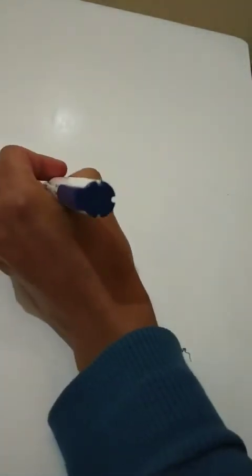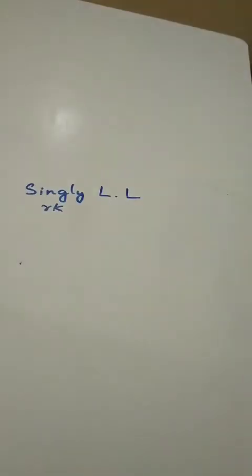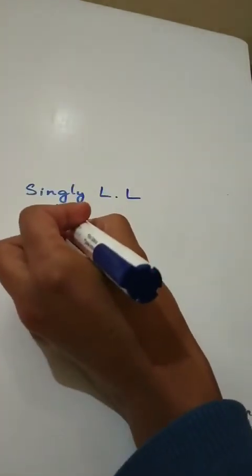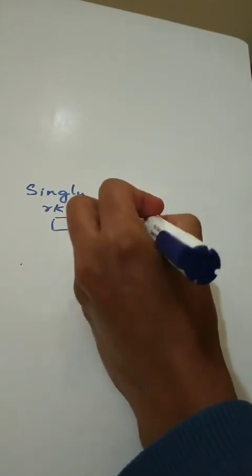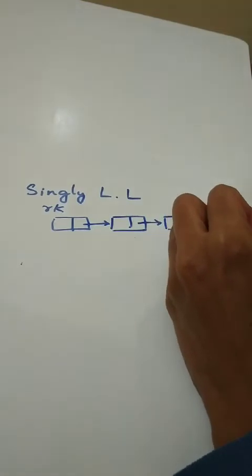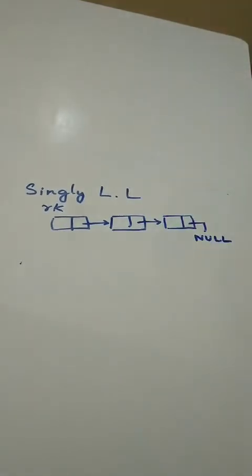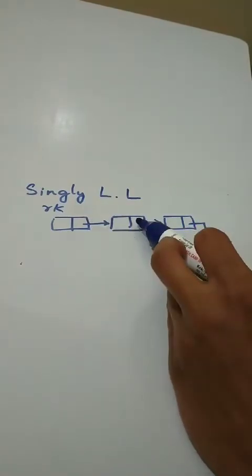Then we have another type of list which is called a singly linked list. Singly linked list is what we just saw in our previous discussion. In a singly linked list, each node is linked to its next node. That is, it saves the address of the next node.